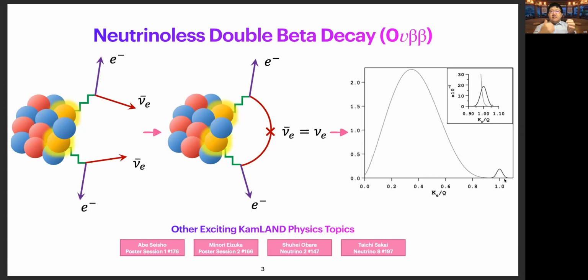Neutrino-less double beta decay is important because this process itself is lepton number violating, and it would also imply the Majorana nature of the neutrino, thus opening the gate to physics beyond the standard model.